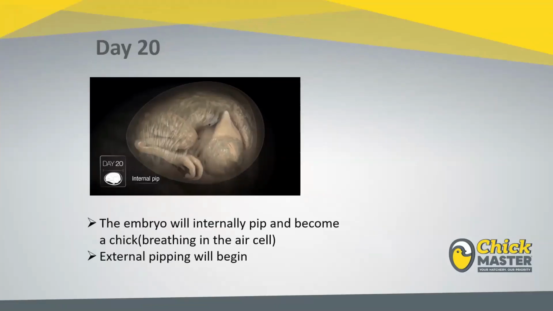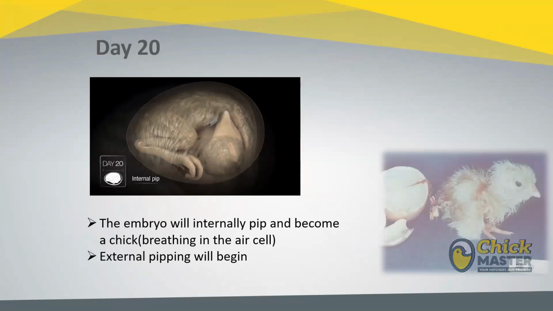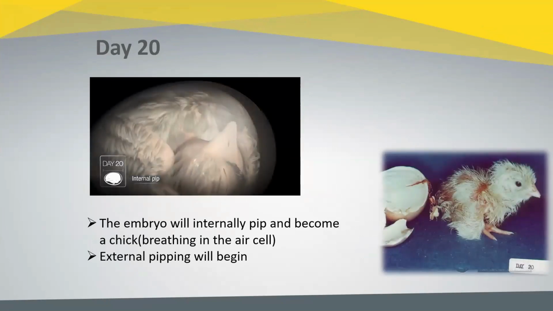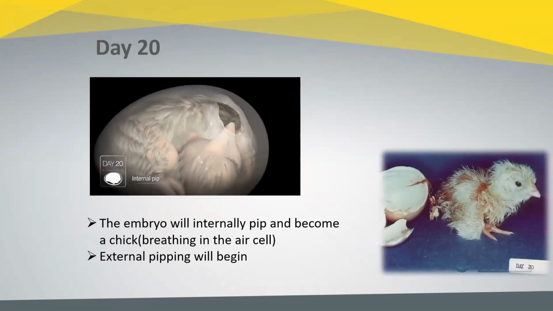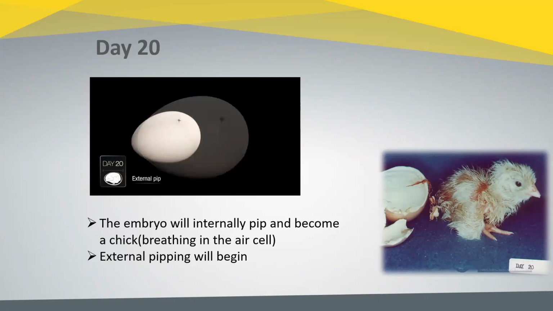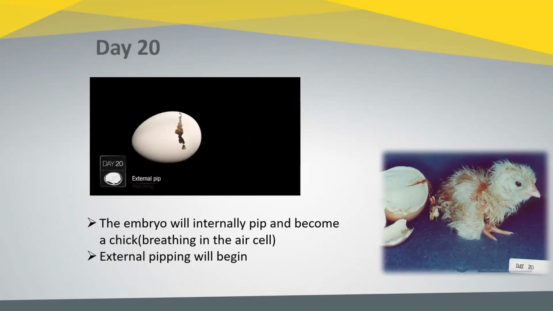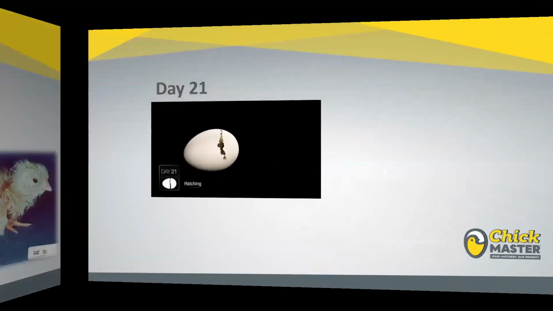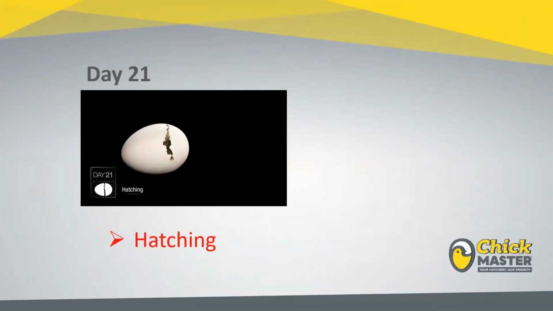Once we get into day 20, the embryo will internally pip and become a chick breathing in the air cell, and then following that, external pipping will begin. And then, of course, day 21, it finishes pipping and eventually becomes a baby chick in the tray.